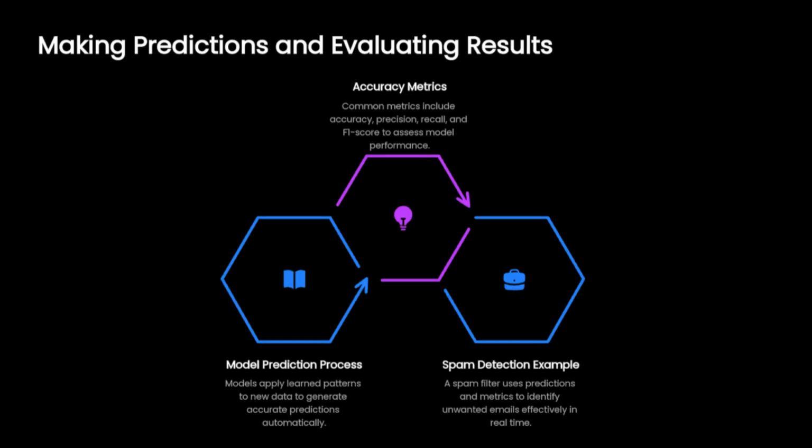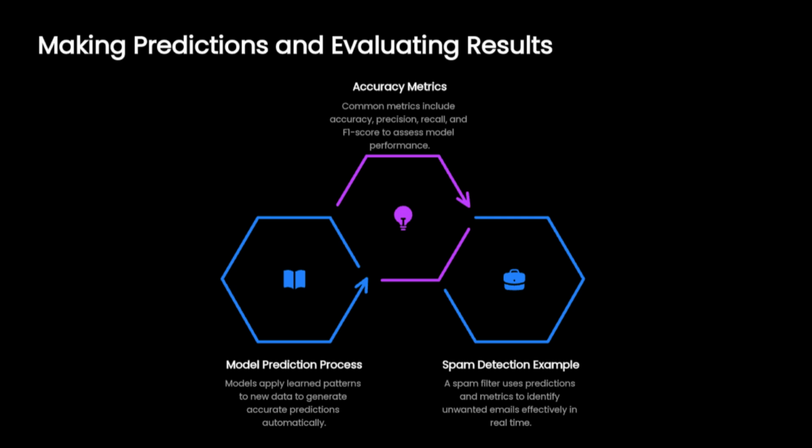Once the model is trained, the next step is making predictions and evaluating results. In the model prediction process, the trained model applies the patterns it has learned to new, unseen data. Based on these patterns, it automatically generates predictions, such as classifying data or forecasting future values. To understand how well the model is performing, we use accuracy metrics. Common evaluation metrics include accuracy, which measures overall correctness, precision, which focuses on correct positive predictions, recall, which checks how many actual positives were identified, and the F1 score, which balances precision and recall. These metrics help us judge the reliability and effectiveness of the model.